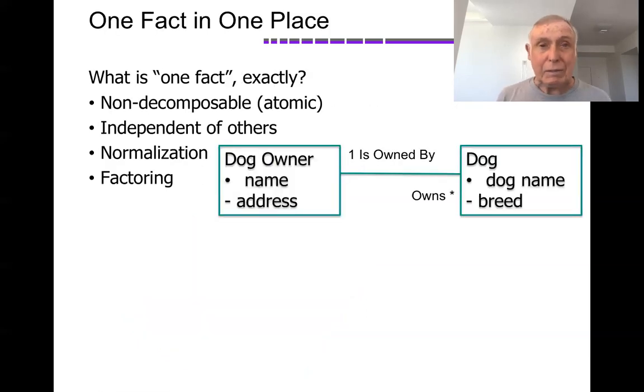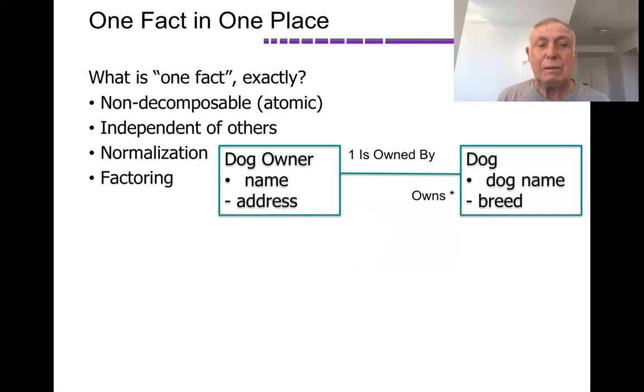So the first thing that I think is a characteristic of a good architecture is one fact in one place. What does that mean? What is one fact exactly? Well, first of all, it needs to be non-decomposable or atomic. It needs to be independent of everything else. And you are, of course, Mellor practitioners, and you know right away that one way of thinking about this is normalization. Break it down to the individual components, ensure that each component is independent of the others, and go from there. And of course, you've all seen the classic example, dog owner.